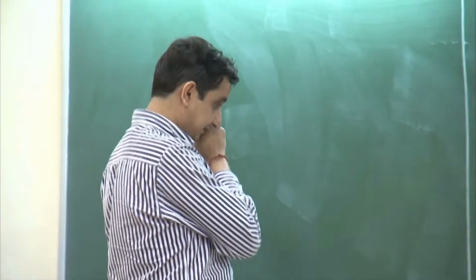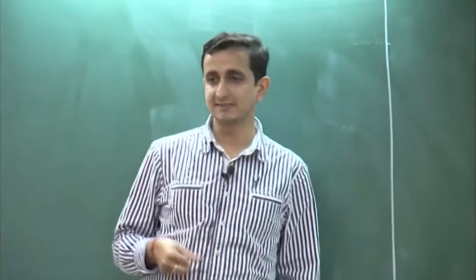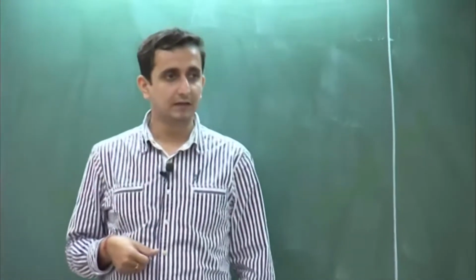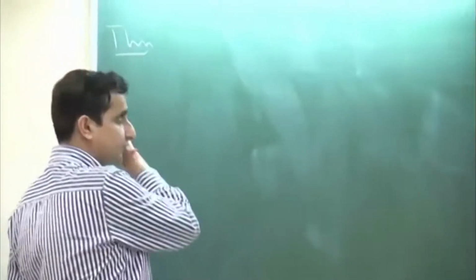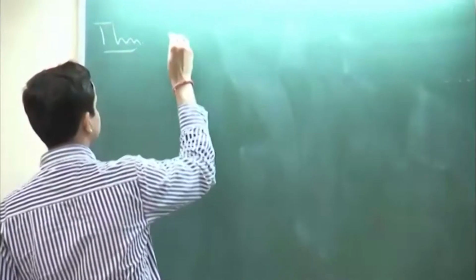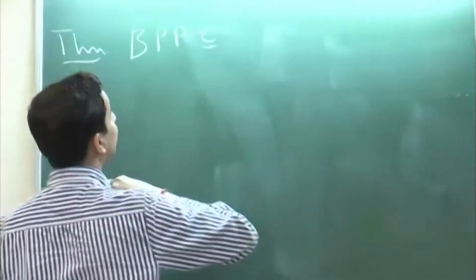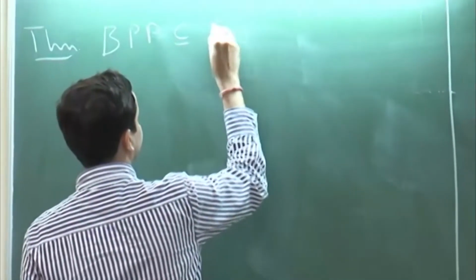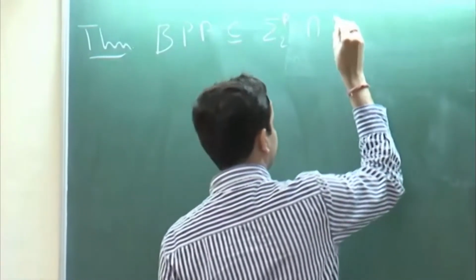Last time we saw that BPP is computable by polynomial sized circuits. In other words, it is in P/poly. So, we will look at another important result concerning BPP. What we will show today is that BPP is also contained in Sigma 2 intersection with Pi 2.